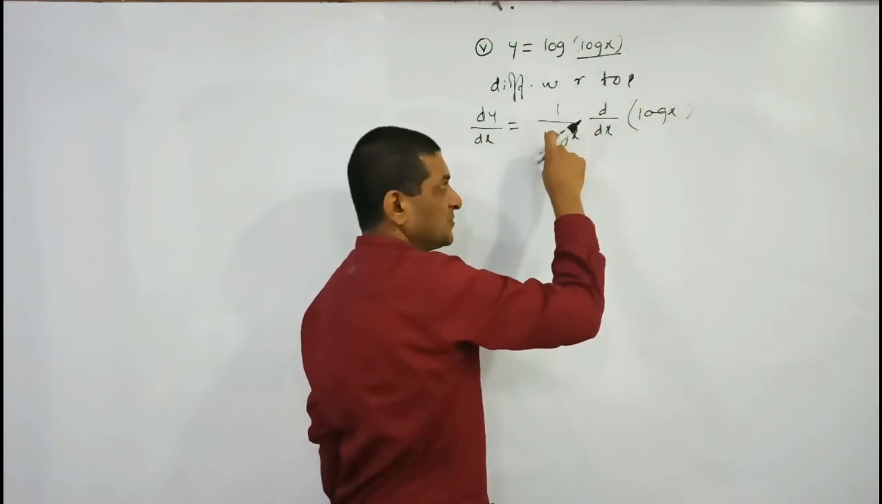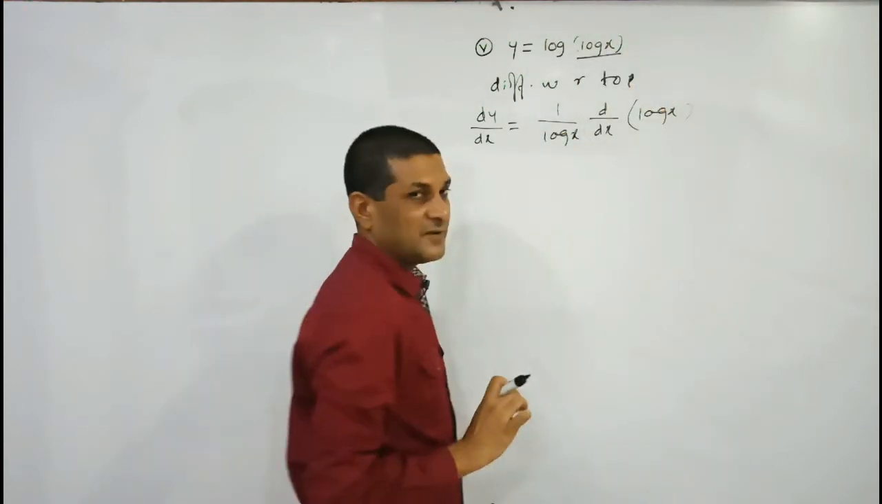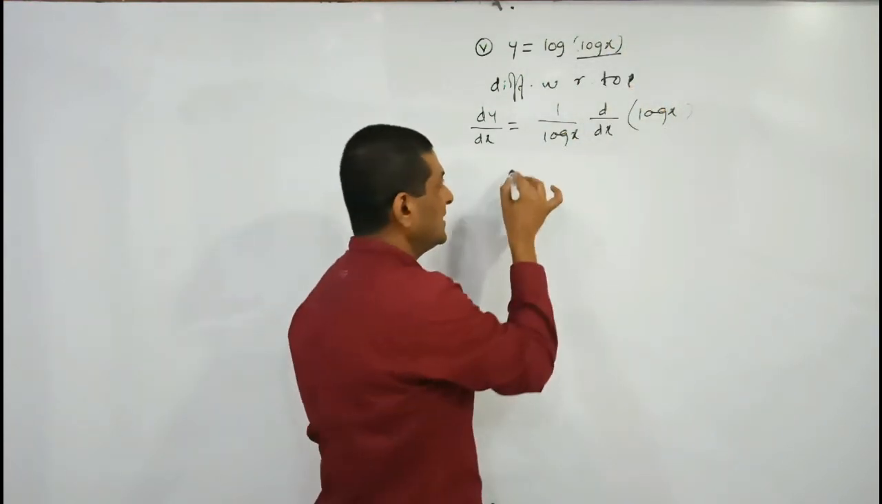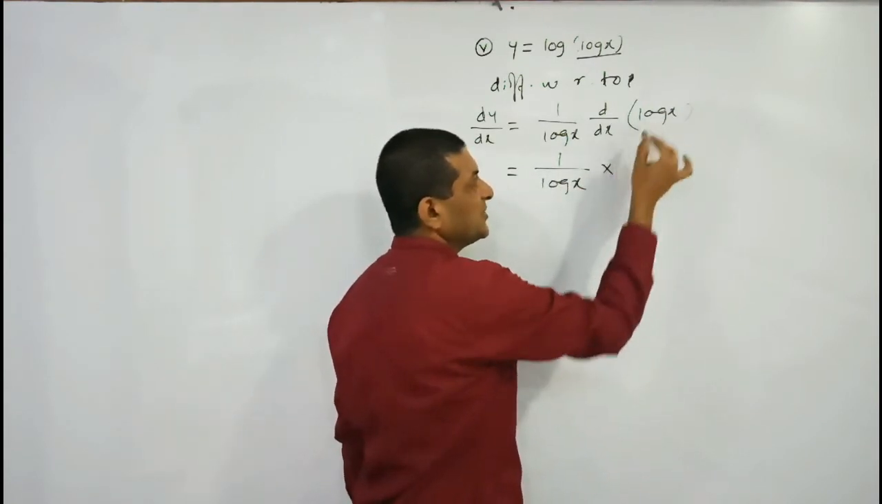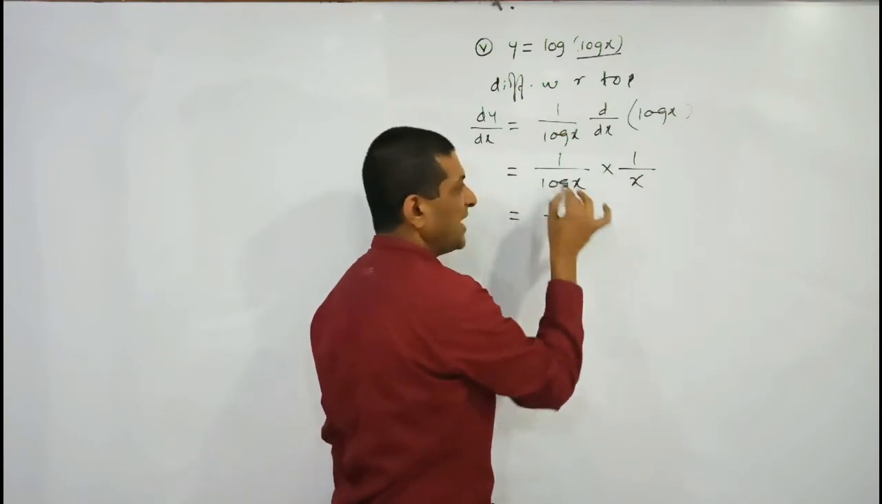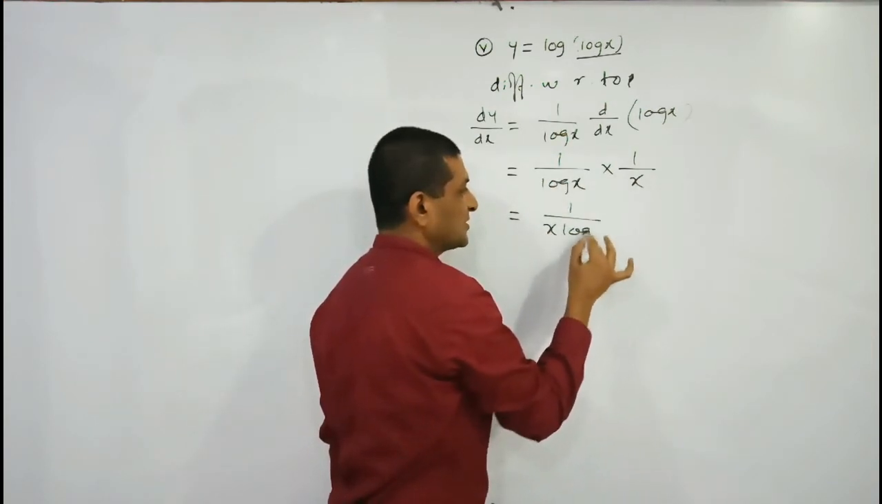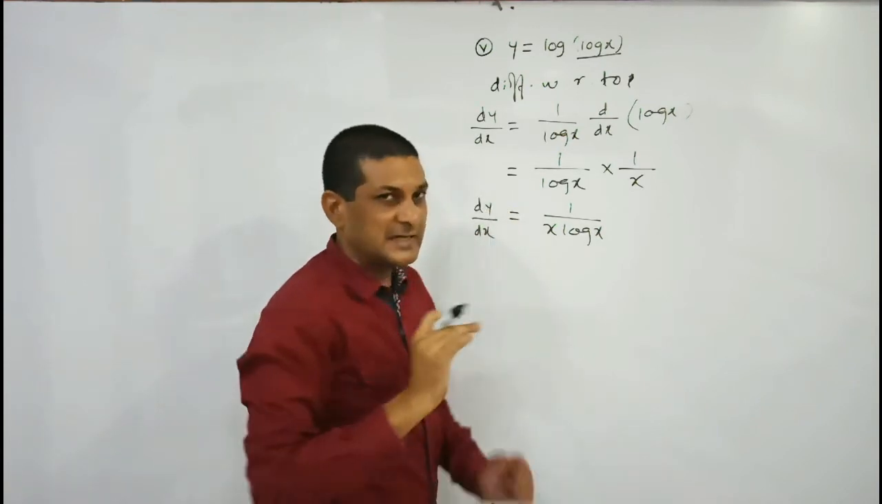Again observe, it is in the form of log f of x. So its differentiation is 1 upon f of x, and what is the value of f of x? Log x, into the derivative of f of x, meaning the derivative of log x. So 1 upon log x, keep it as it is. What is the derivative of log x? It will be 1 by x. So what result are we getting? 1 upon x log x will be our first order derivative, meaning dy by dx.